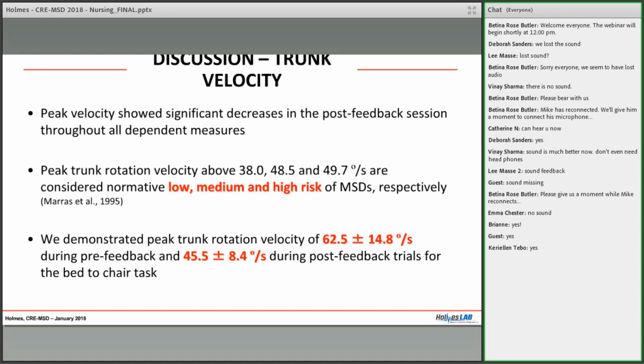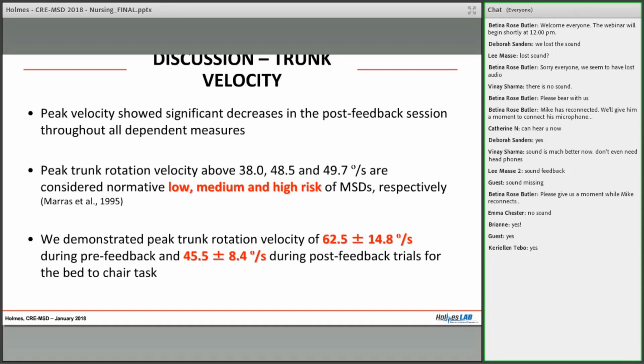Our peak velocity data and acceleration data, for that matter, showed significant decreases in post-feedback sessions for all our measures. And if we look back at some of the classic work by Marras, they were able to classify trunk velocities and accelerations as low, medium, and high risk for the development of injury.